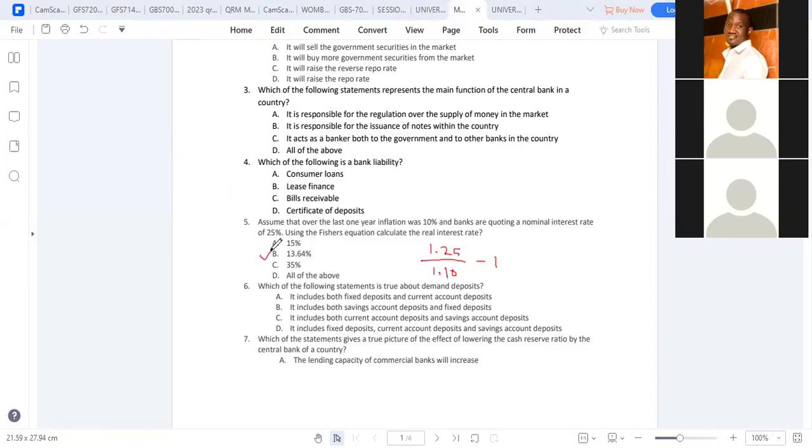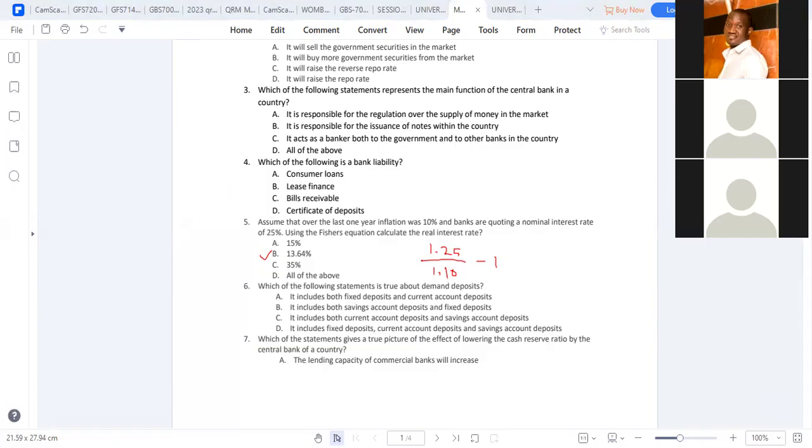Which of the following statements is true about demand deposits? A, it includes both fixed deposits and current deposits. B, it includes both savings deposits and fixed deposits. C, it includes both current and savings deposits. And D, it includes fixed, current, and savings. I think it's C. It includes current and savings deposits.